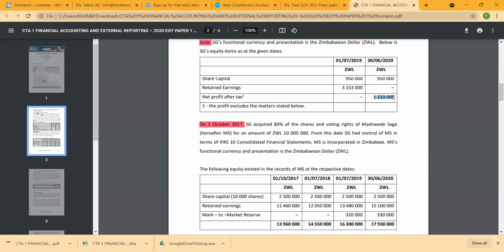So they say on 1 October 2017, SG acquired 80% of the shares and voting rights of MS for an amount of $10 million. From this date, SG had control of MS in terms of IFRS 10. MS is incorporated in Zimbabwe. MS's functional and presentation currency is the Zimbabwean dollar. Okay, so now we know from 1 October 2017, what did we have to do? We have to consolidate. Why do we have to consolidate? Because we have a subsidiary. How do we know we have a subsidiary? Because we have control.